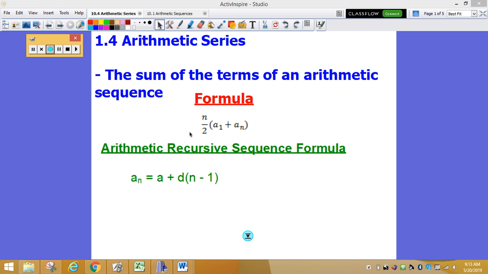Okay, so this lesson is on arithmetic series. It's kind of building on the one we did with arithmetic sequences. With the series, we're looking for the sum of all of the numbers. So before we start anything, I want you to write these two formulas down.